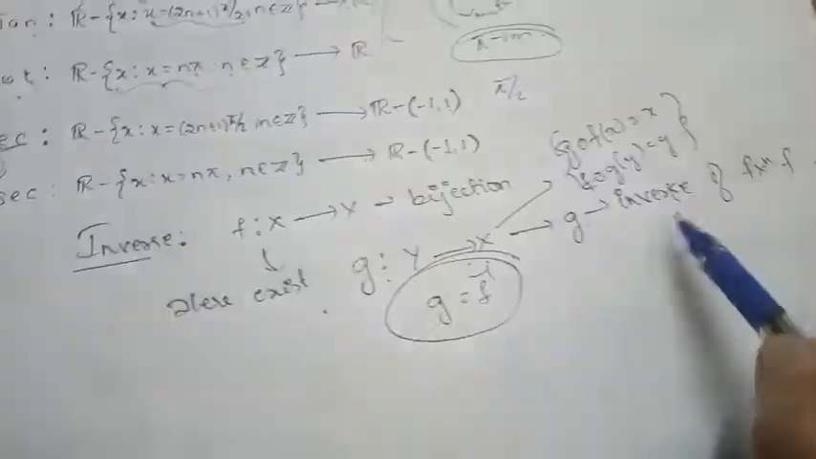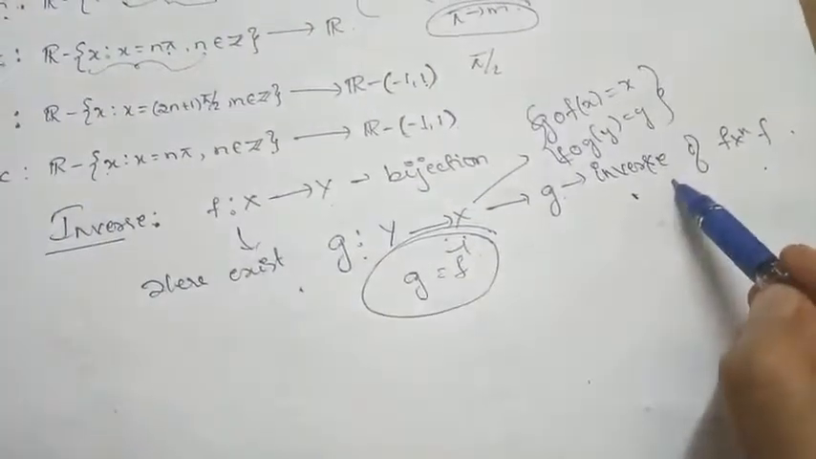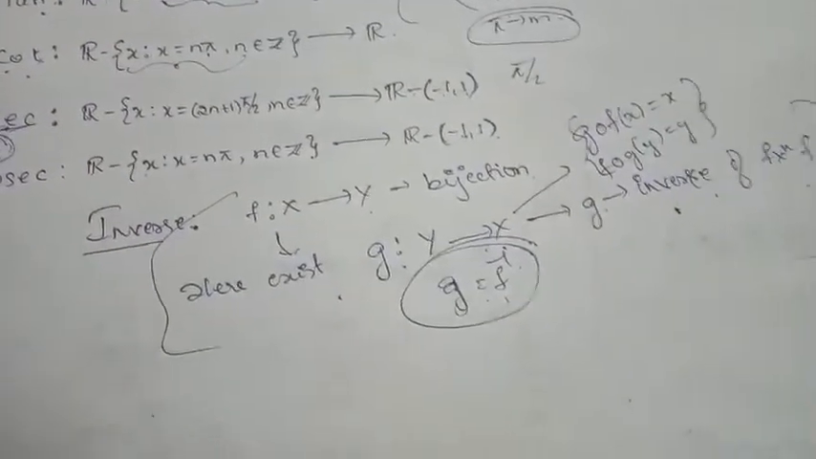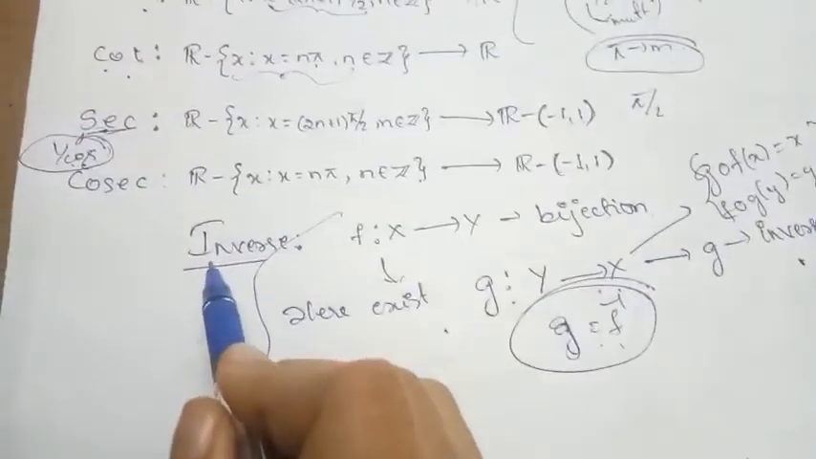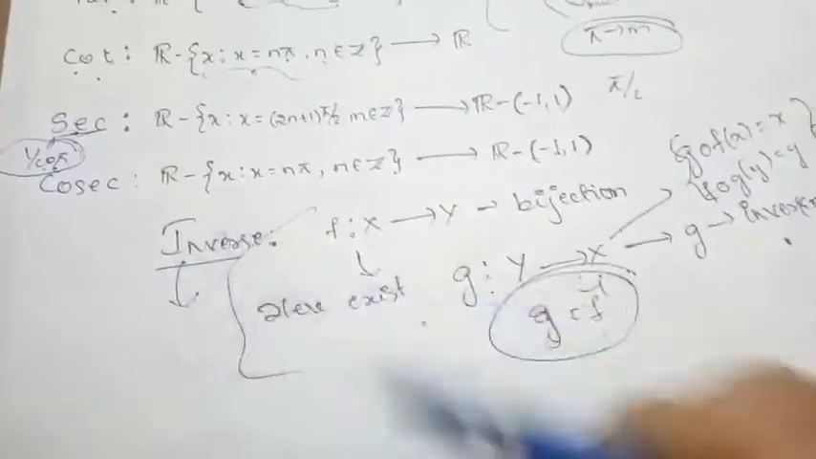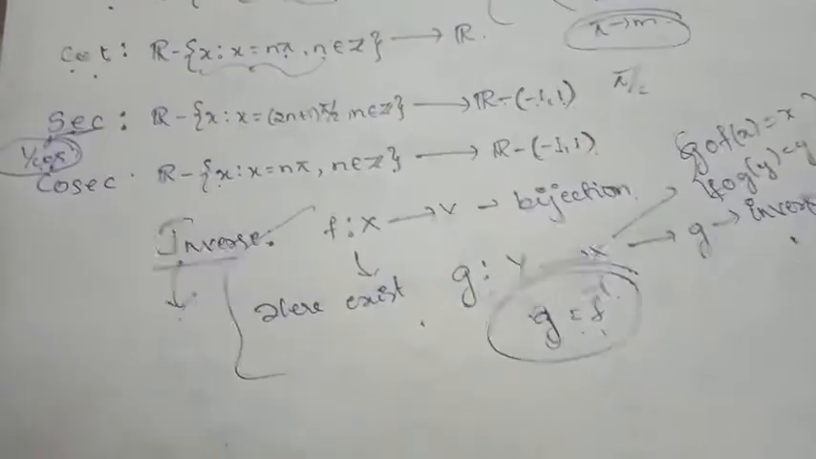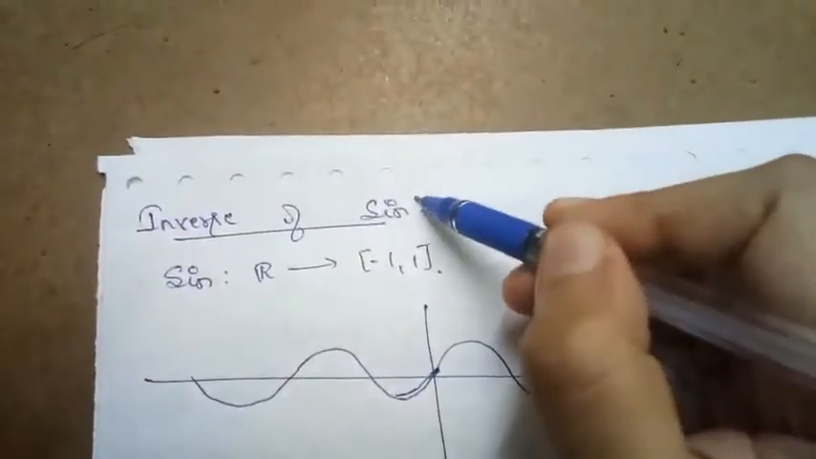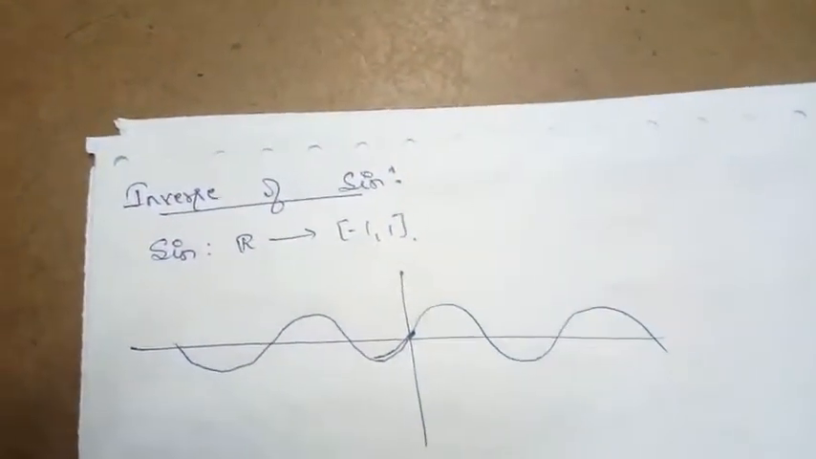So then that function is called what? Inverse of that function, that is g is equal to f inverse. So this is the definition of the function we have come across. So now we are following the same rule to find the inverse of each and every trigonometric function. So now let us talk about the inverse of the sine function.